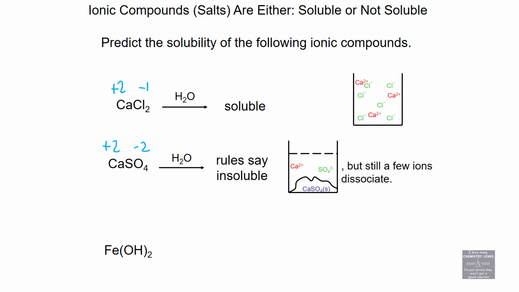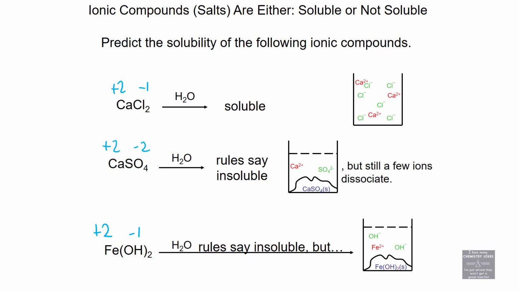Iron hydroxide. Iron hydroxide is a +2 and a -1. Iron 2 hydroxide, let me name it properly. The rules say it's not soluble. Hydroxides are one of those -1 exceptions where most of the things are not soluble. But a few ions exist in solution. A little tiny amount exists in solution. Note that there's 1 iron and 2 hydroxides because they dissociate in that ratio.